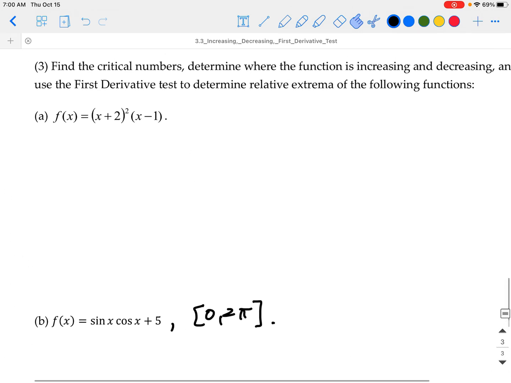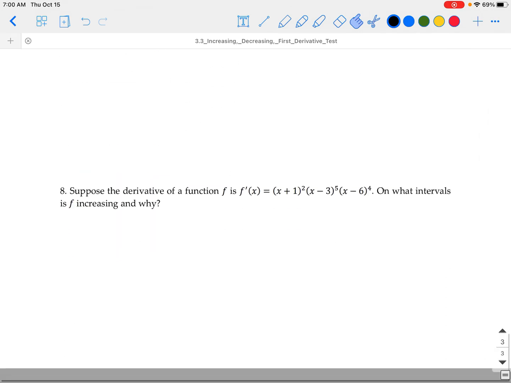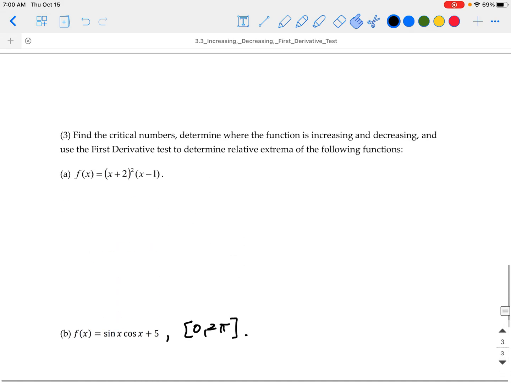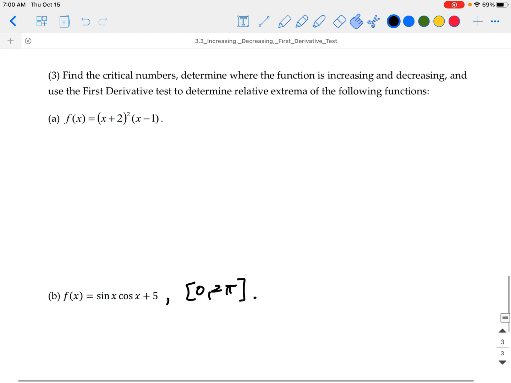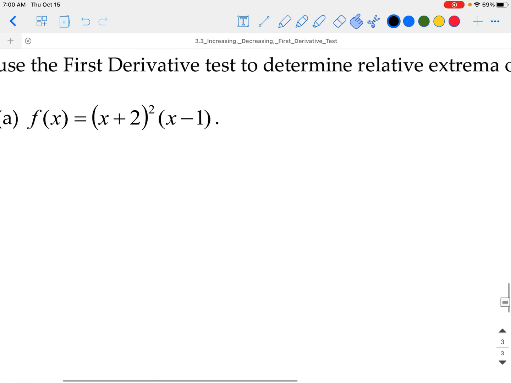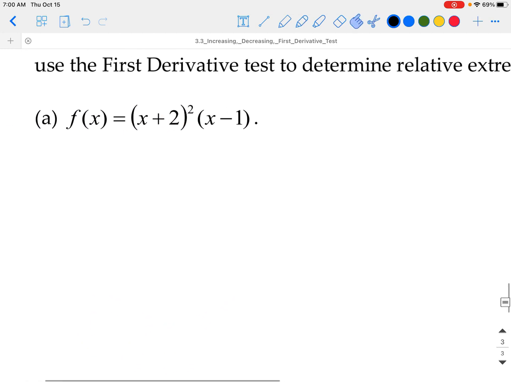And then we've got that last example, number 8. All right, so for number 3, let's go ahead and start with A. So we've got f prime of x. And I wouldn't recommend multiplying it out. You can if you want to. We can just use the product rule and then simplify.